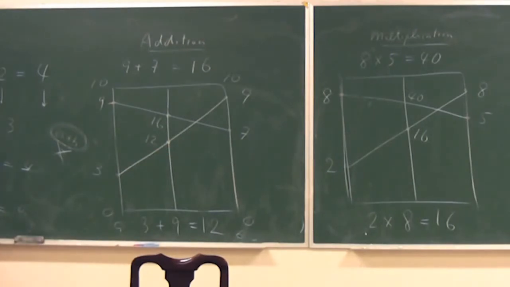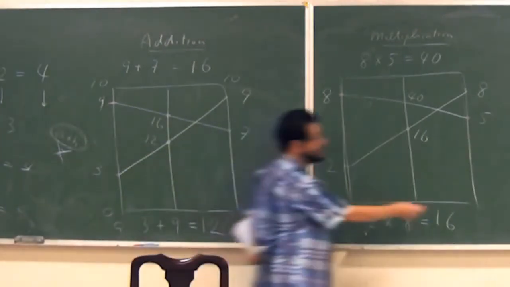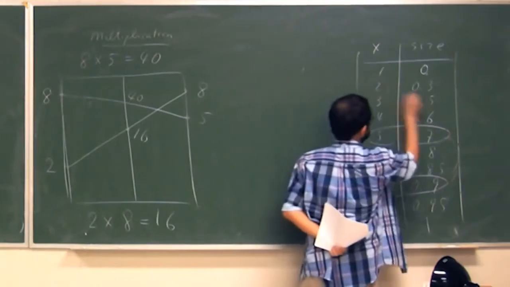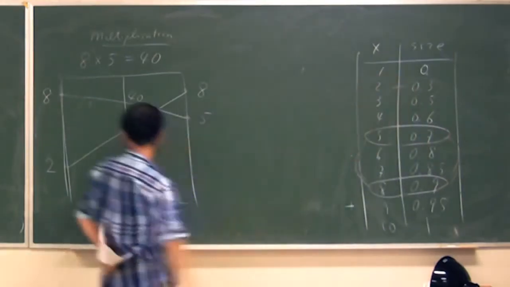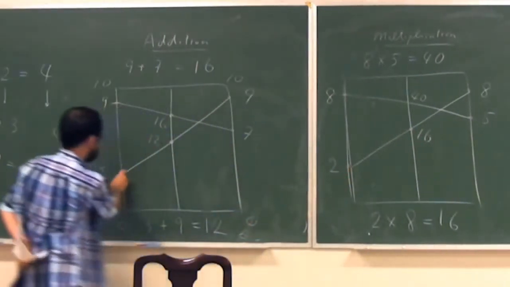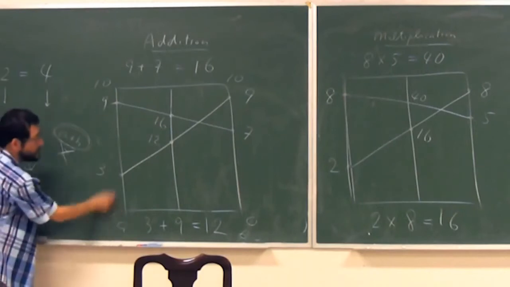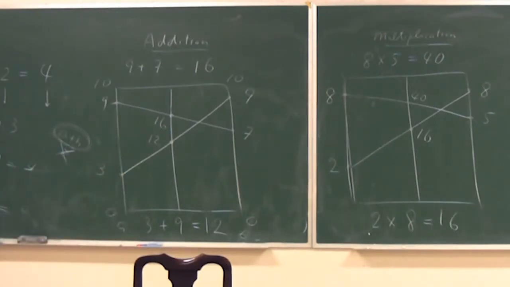Then a similar thing for 2 times 8. Remember the 2? 2 corresponds to 0.3. So that's exactly where I labeled 2 for the level 3, because of the 0.3. And then the 8 is similar here.